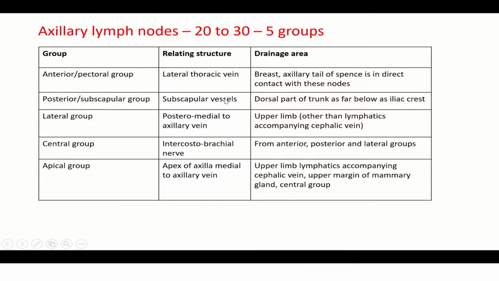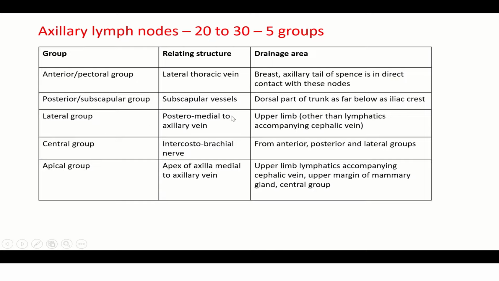How we identify them is in relation to the lateral thoracic vein. The anterior group lies in relation to the lateral thoracic vein and receives mainly drainage from the breast, and the axillary tail of Spence, which is in direct contact with these nodes. The posterior group, or subscapular group, lies along the subscapular vessels and receives lymphatic drainage from the dorsal part of the trunk as far below as the iliac crest.